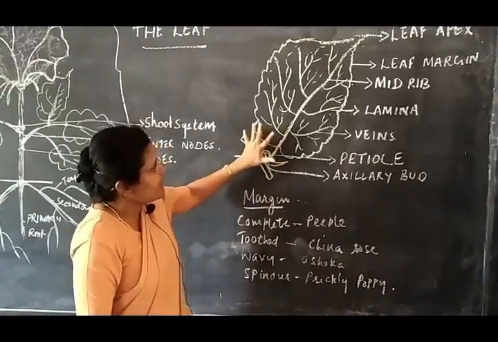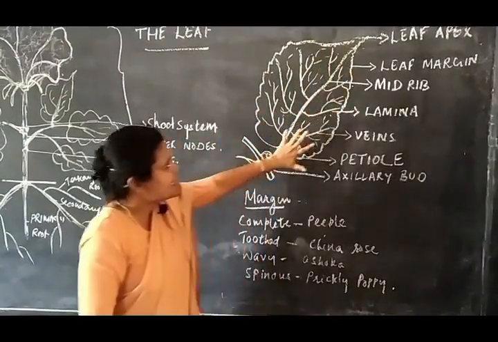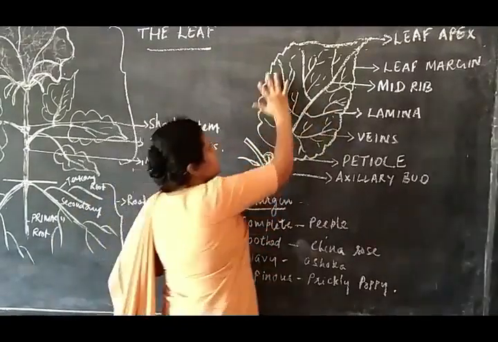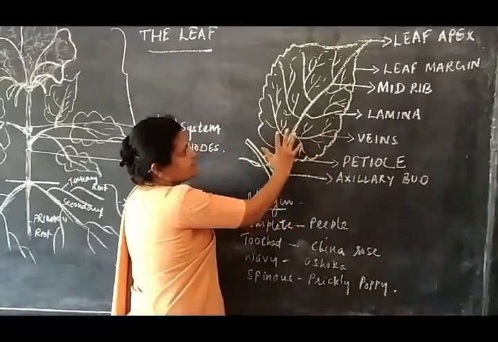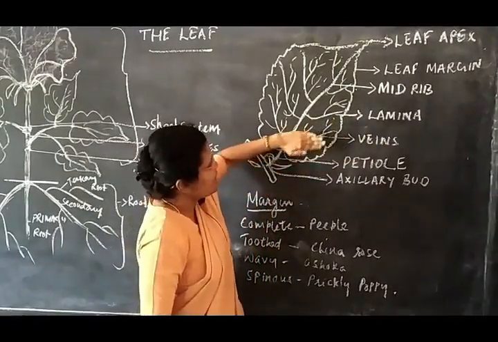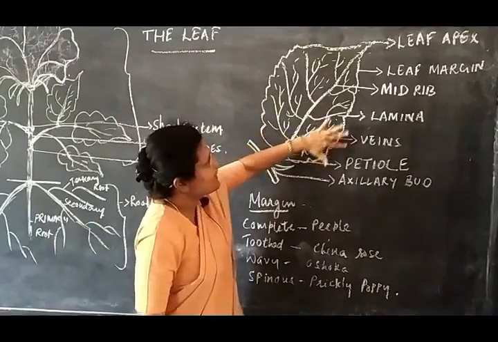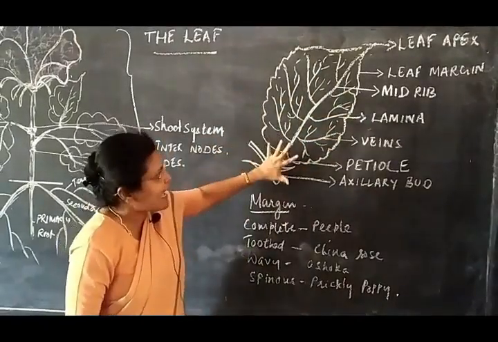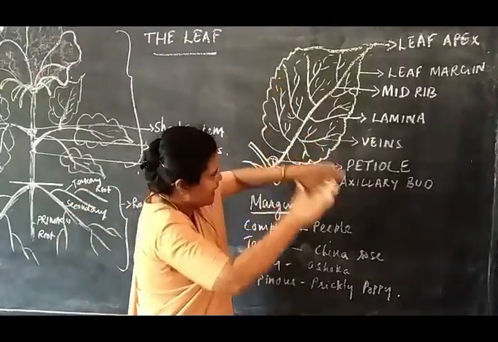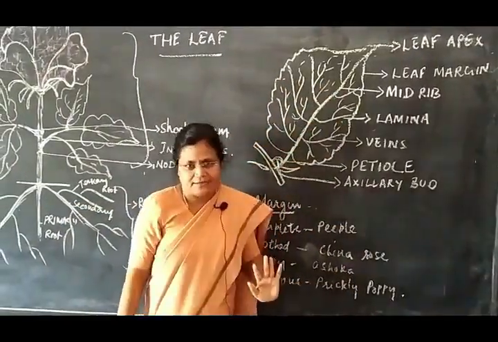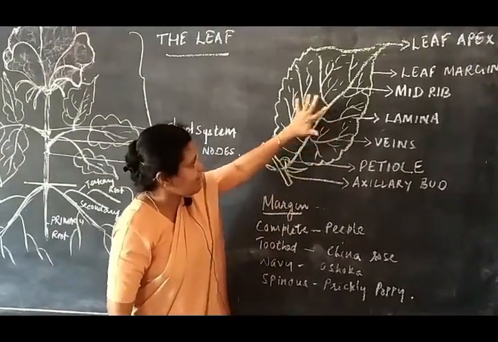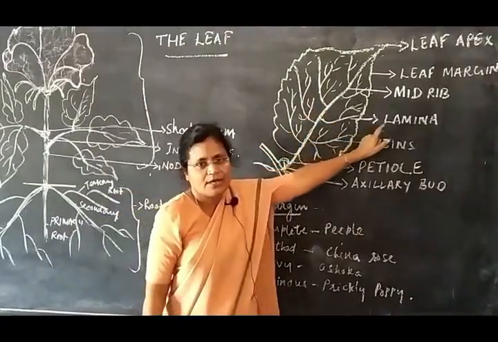Then you have the lamina. The broad green part of the leaf is called lamina, which means the entire broad and green region is called lamina. Remember, it's broad, it is flat and it is green in color. I repeat, the broad, flat and green part of the leaf is called your lamina.